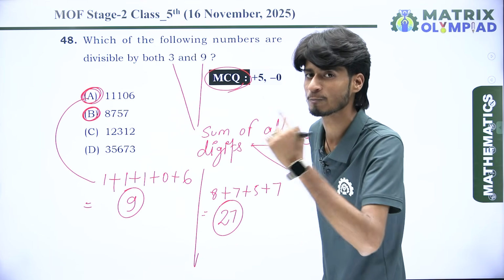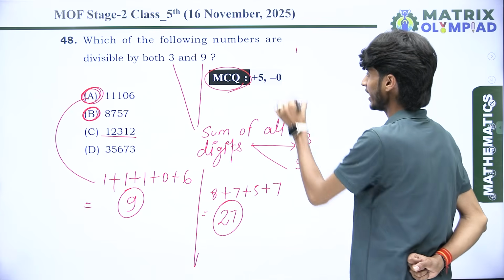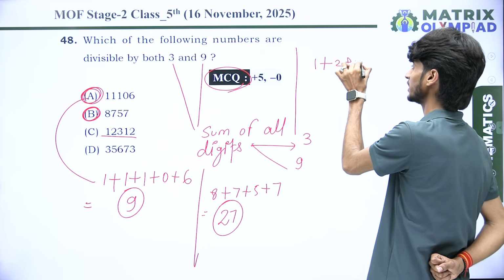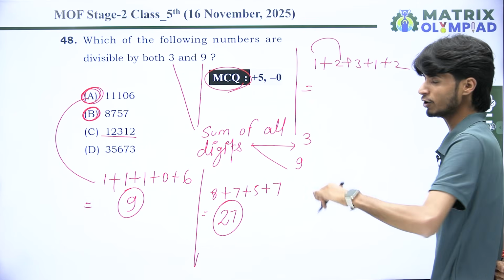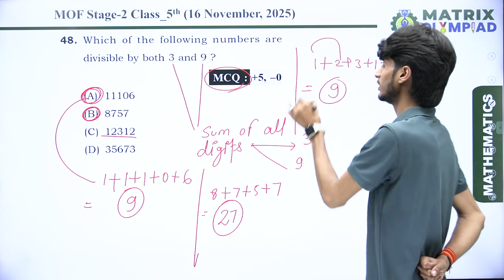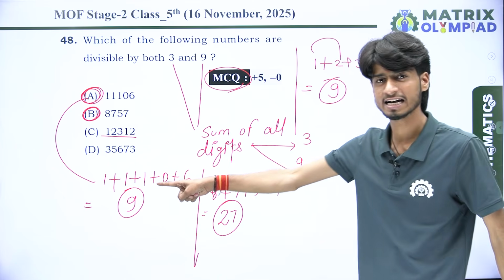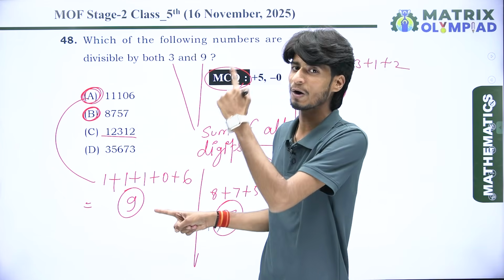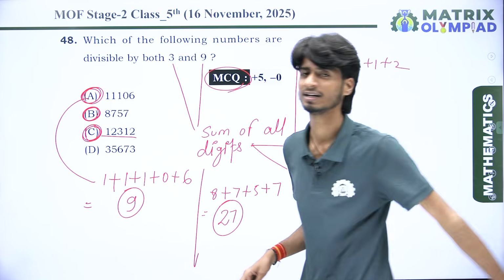Next, take the option C. We are having 1, 2, 3, 1, 2. So now add 1, 2, 3, 1, 2. What do you have? 1 and 2, 3, 3 and 3, 6, 6 and 1, 7, 7 and 2, 9. Okay, dear student, you know very well, 9 is properly divisible by 3 or 9. That means the number is also divisible by 3 or 9.